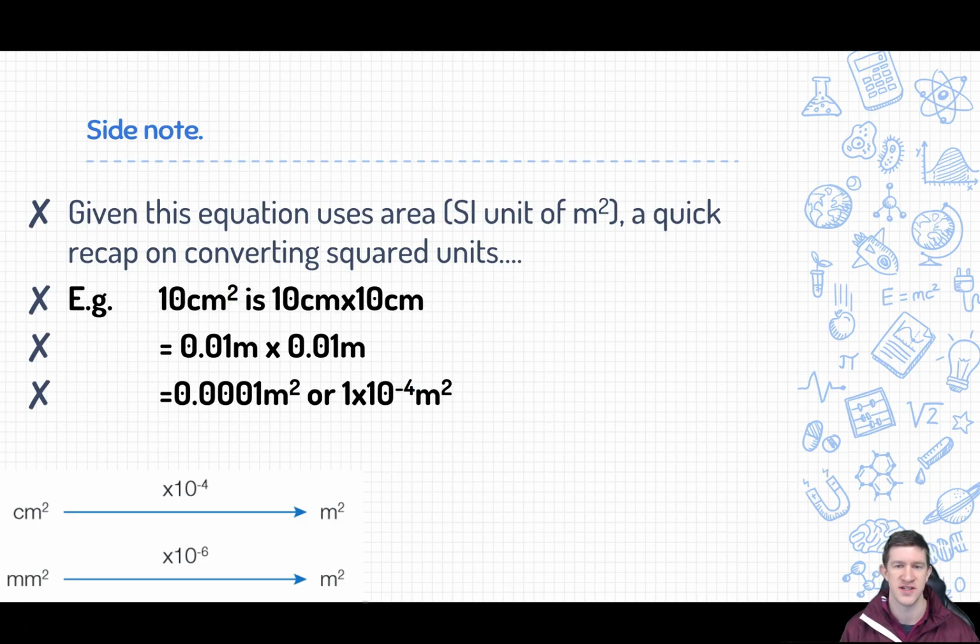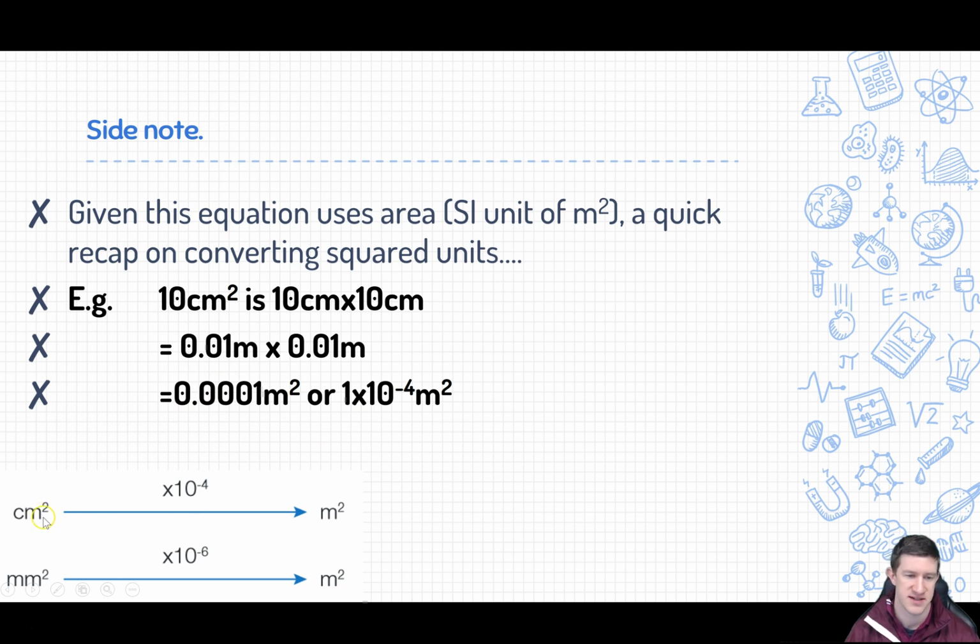Given that this equation uses the area, and you're going to involve formulas using areas of shapes, a quick recap on converting squared units, because this is a common thing that people make a mistake in. Fairly basic, but 10 centimeters squared we know is 10 centimeters times 10 centimeters. So if I convert each of those into meters, I end up with 0.01 meter times 0.01 meter. And when we multiply these numbers, the decimals increase. So we end up with 0.0001, or 1 times 10 to the minus 4 meters squared. So it's not a case of just changing the square meters by a decimal place. It actually increases or decreases by a certain factor.